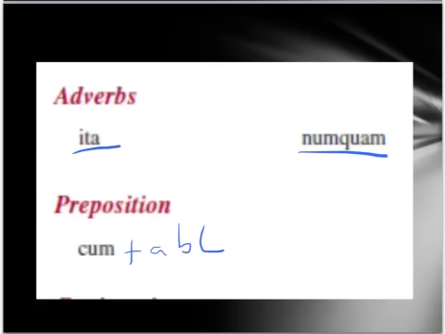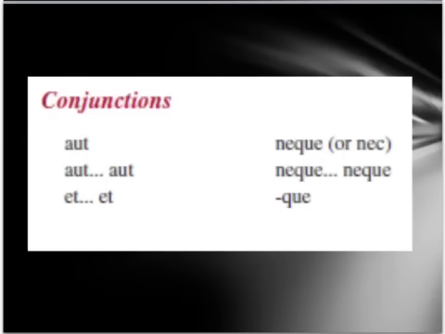And your conjunctions: aut is "or," aut... aut would be "either... or," et... et is "both... and," nec or neque is "neither," and neque... neque is "neither... nor." The enclitic que, when you put it on the second word in a series, would mean "and."